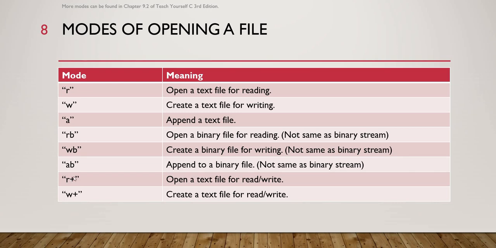r+ means you can open a text file for reading or writing, and w+ also means reading and writing, but the difference is that in the case of r+ you do not open a new file, you open an existing file, and in the case of w+ you open a new file, so you replace any existing file.